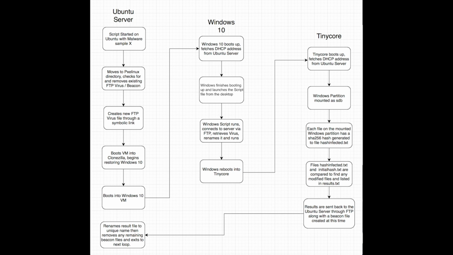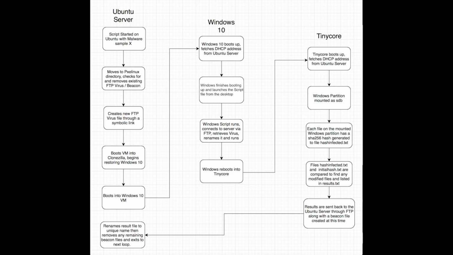Recursively, the script runs through every file and every folder on there, generates a SHA-256 hash, and then puts it into a file called hashinfected.txt. Once this is done, the file is compared to another file called initialhash.txt. This file was generated when the recovery images for Windows 10 were made, so all of the files on there, except for volatile files like temporary files, will be exactly the same.